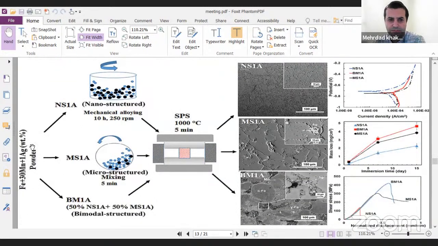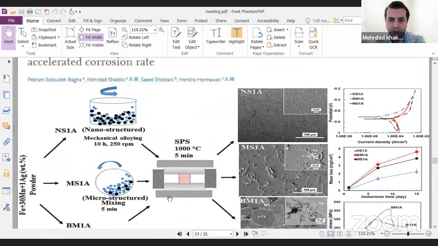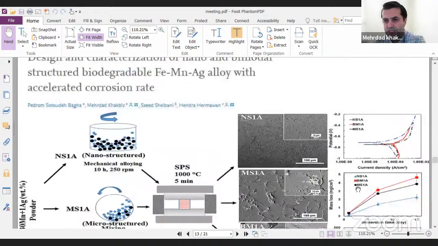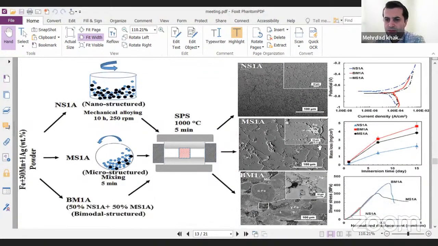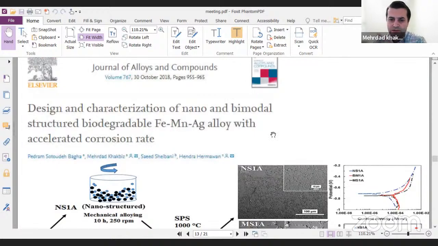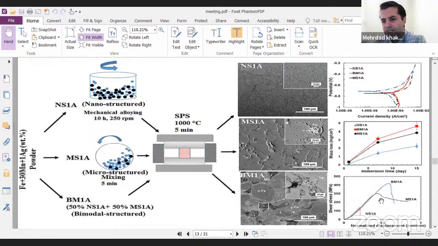Again, here we used high energy ball milling for producing the nanostructure, and this structure is here. On the top side, we just have a nanostructure. On the bottom side, we have a nanostructure and also microstructure grain. So as we see in the corrosion resistance, mass loss by corrosion, and mechanical properties, the bimodal structure, which is composed of nano grain and macro grain, has the best properties compared to the other structures. For example, we saw that in the bimodal structure, we have a maximum shear stress, and also we have a maximum corrosion rate for this type of structure.